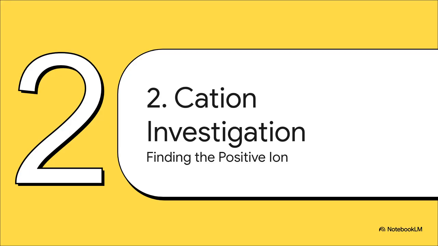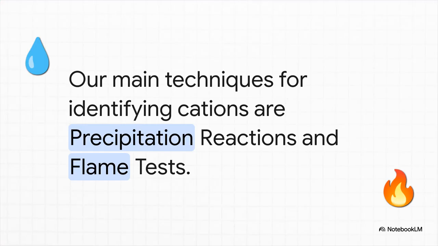So, let's say we've positively identified our anion. Awesome! But the case is only half solved. Now we have to find its partner in crime, the positive ion, the cation. For the cation part of the investigation, we've got two main techniques in our forensic toolkit. We can either force them to reveal themselves by creating those solid precipitates we saw earlier, or we can make them fess up their identity in a flame test.